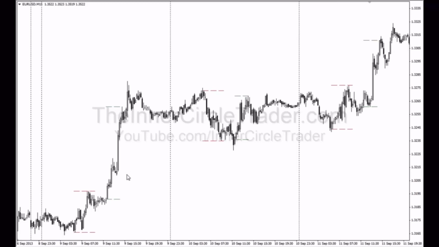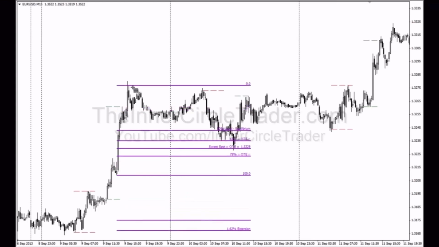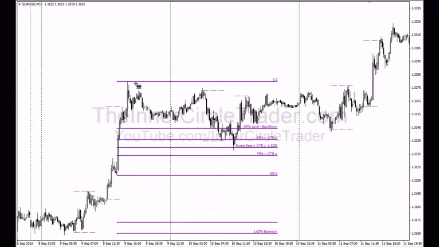This is a low in here, okay, and what we'll do is we're going to highlight an opportunity that could have presented itself to you as a trader from that low to the high, okay, and I'm going to move over here. You can see how price moved down into the optimal trade entry area here, which is between the 62 and 79 percent retracement levels respectively. It went right down to the sweet spot, which is essentially the 70.5 Fibonacci level, okay.